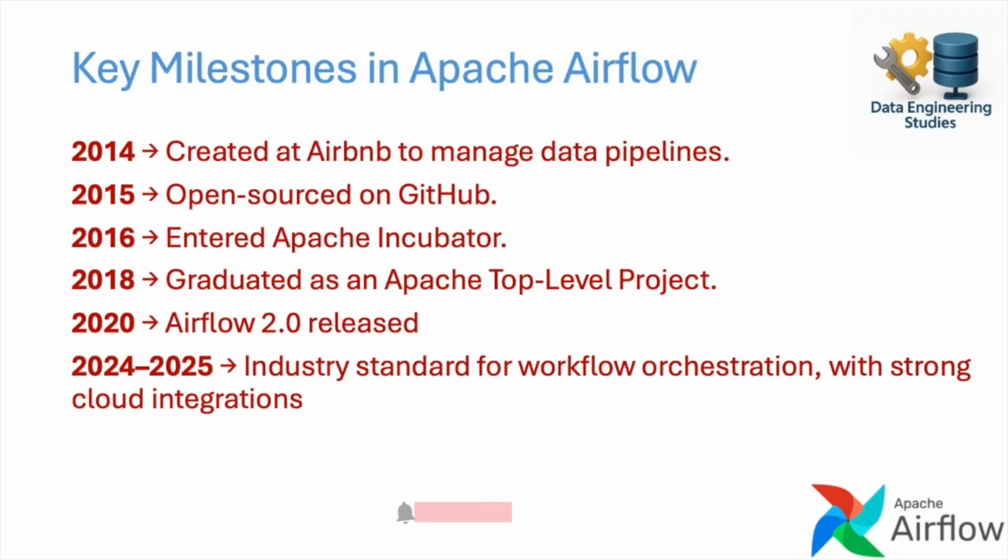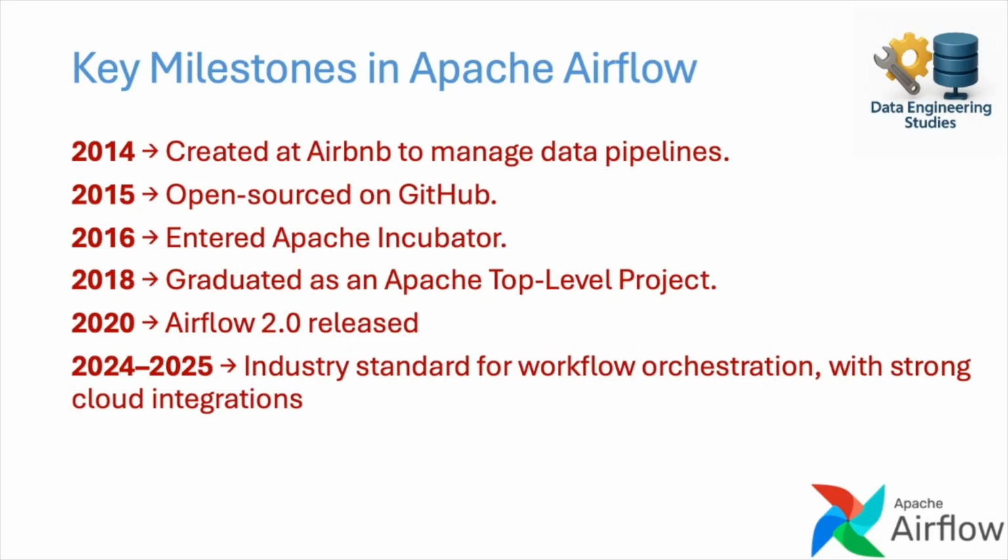In 2018, it was officially granted Apache top level project status, showing its maturity and stability. In 2020, Airflow 2.0 was released, bringing major improvements in performance and usability. And today, Airflow is widely considered the industry standard for workflow orchestration with strong cloud integration.